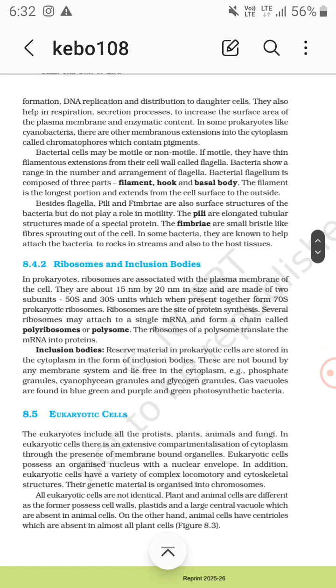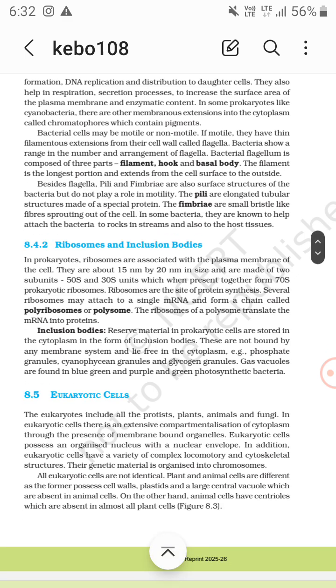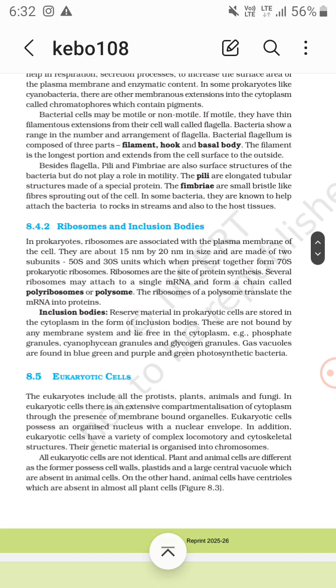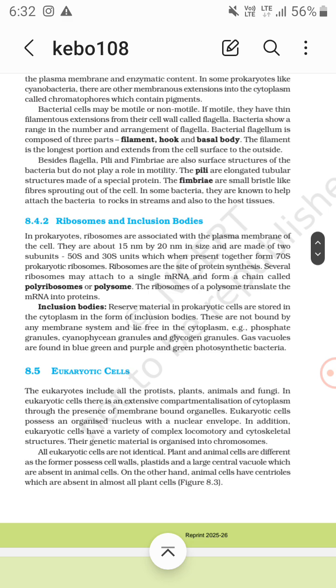Now some prokaryotes like cyanobacteria have chromatophores that have pigments. Okay. They are also membrane extensions into the cytoplasm. Now bacterial cells can be motile or non-motile. If motile, they have the flagella, and the flagella has three parts: filament, hook, and basal body.